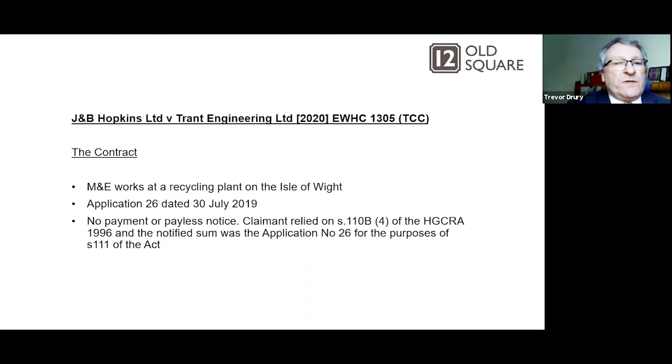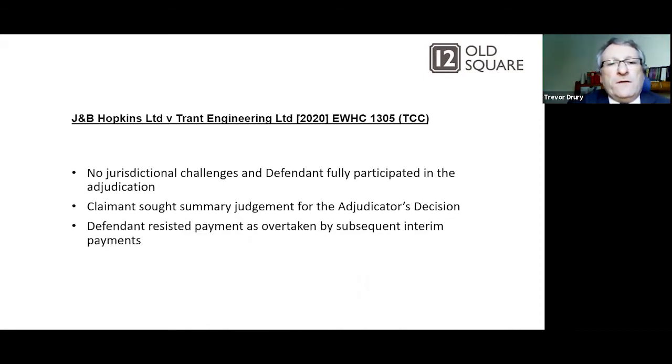So the works, M&E works, a recycling plant on the Isle of Wight. It concerns an application for payment number 26 dated the 30th of July 2019. So there is no payment notice. The claimant relied on section 110(4) of the Housing Grants, Construction and Regeneration Act, and the notified sum was application number 26 for the purposes of section 111 of the Act, so the default notice. There were no jurisdictional challenges, and the defendant fully participated in the adjudication.